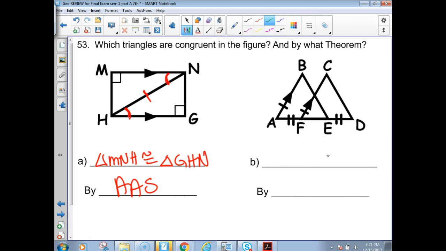Now the next one, you've got some parallel lines, and then you got to think of this as the transversal. So that means this angle would be congruent to this angle because they're corresponding. So now I can say triangle ABE is congruent to triangle FCD. And that would be by a side, angle, and a side.